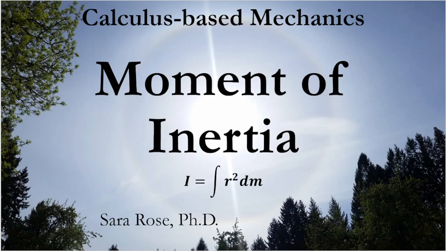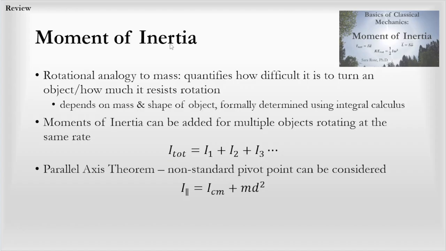This is a quick lesson in calculus-based mechanics about how to calculate the moment of inertia using an integral. In a prior lesson, I talked about how to calculate the moment of inertia for a uniform object. And what we saw is this depends on the mass and the shape of the object. And I had mentioned in the moment of inertia basics of classical mechanics lesson that this is formally determined using integral calculus, and that's what we're going to explore more today.